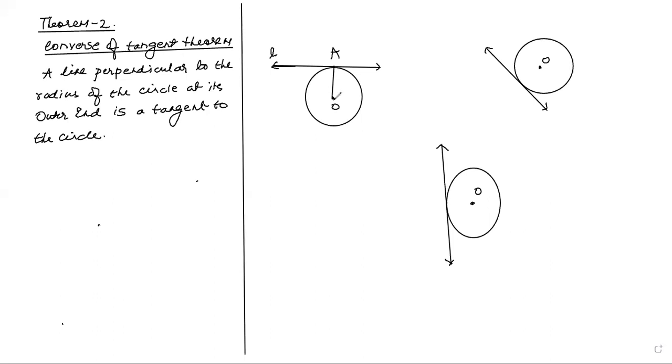So which is the outer end of the radius, O or A? A is the outer end. Got it? So अगर ये line tangent है या नहीं मालूम, करेक्ट। लेकिन अगर this line L is perpendicular to segment OA at point A, the outer end A, then line L is a tangent. I hope everybody understood it.